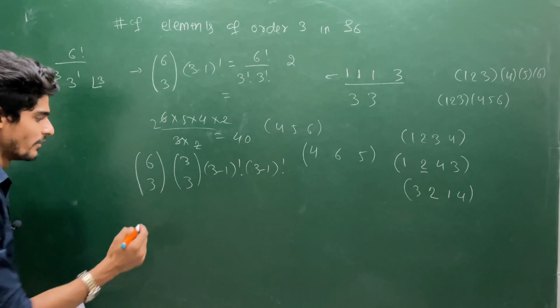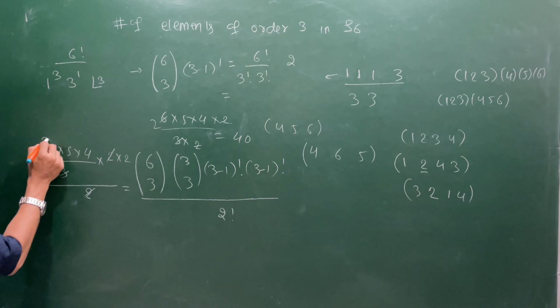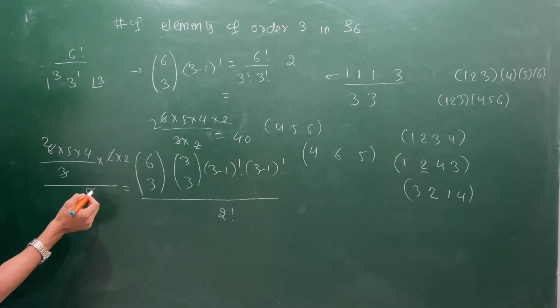Let us count with this. Count this first, 6 choose 3. So I can write 6 into 5 into 4 divided by 3 factorial, and this is 2 into 2, because 3 choose 3 will be 1. Okay, this should be factorial 3. One second. 2 into 2, this one is 2 factorial, and this is 3 factorial, 3 factorial. So from this 3 factorial, you can cancel out this 6 completely.